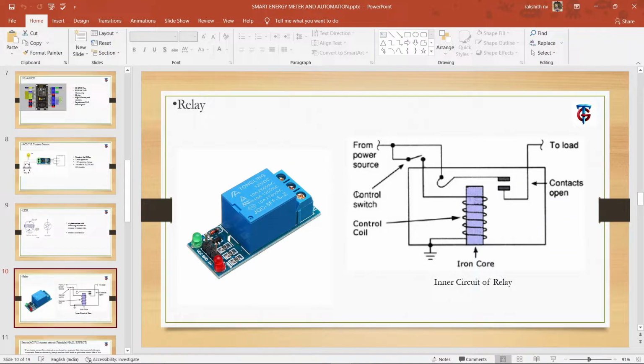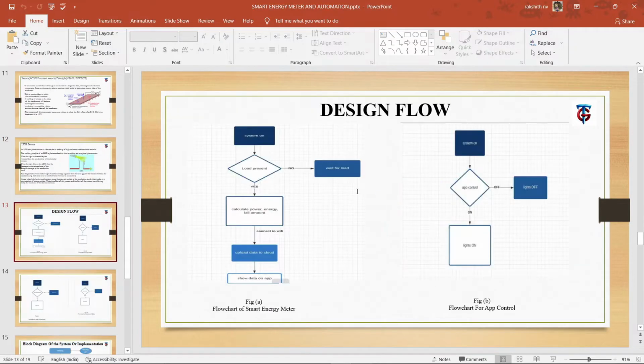And this is the relay. It's a 12-volt relay, sorry. So it is basically used for the switching of the load as per the digital input signal which is given to the relay. So next we will see the design flow.